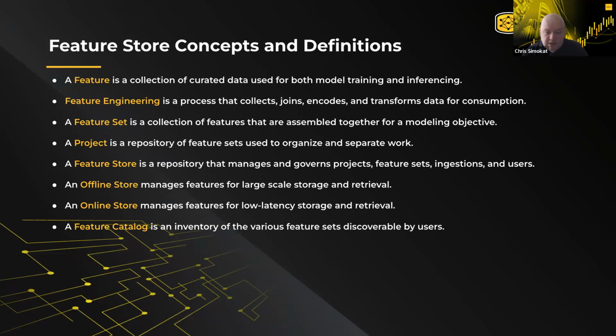An offline store manages features for large-scale storage and retrieval. An online store manages features for low latency storage and retrieval. And a feature catalog is an inventory of the various feature sets discoverable by users.